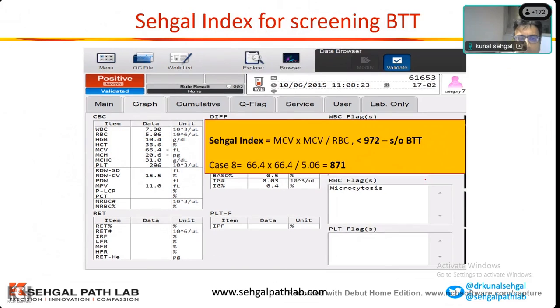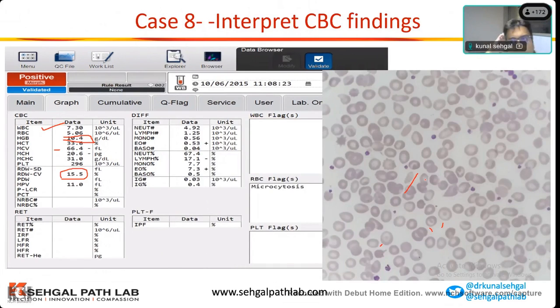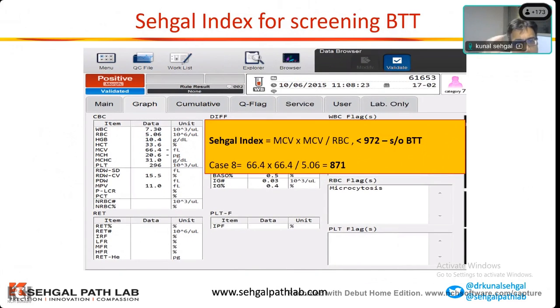Okay. So you can do various indices. We know Mentzer's index. In our lab, we use the Sehgal index, which is nothing but the MCV square by RBC. With the current day analyzers, we have a possibility of incorporating these formulas into your machine. You could use RDW index, Mentzer's index, Shine and Lal index, whatever you want. The idea is to use something and incorporate it into your analyzer.